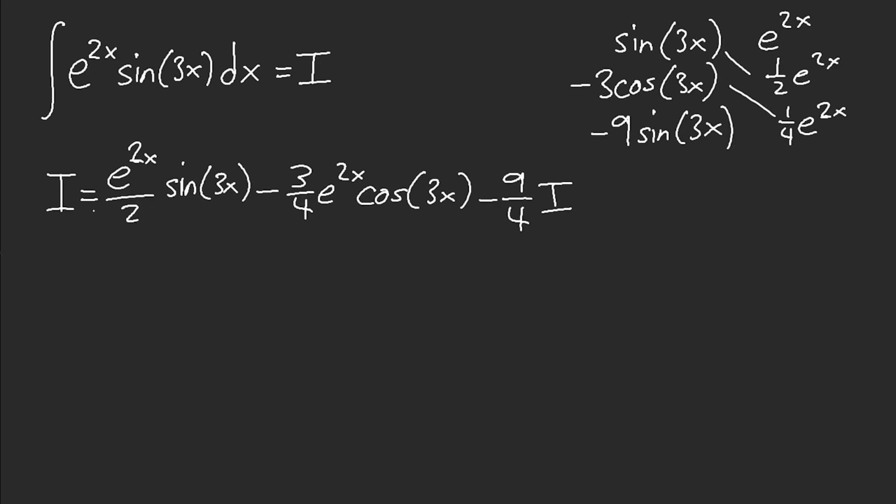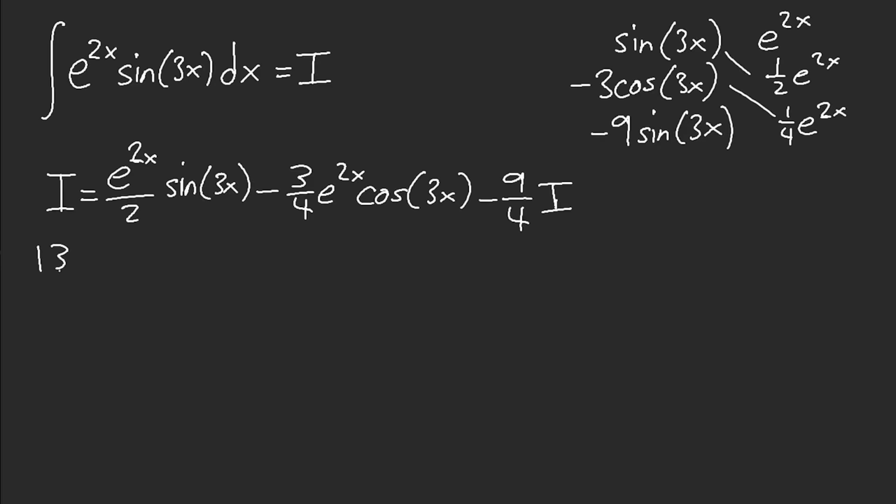Aha! So it's kind of like a recursion, right? I wouldn't say it exactly repeats itself, but in a way it kind of did. So this is 9/4 of I. This I is here. We can actually put this to the other side. So you get I plus 9/4 of I, right? What's 1 plus 9/4? That is 13/4, right?